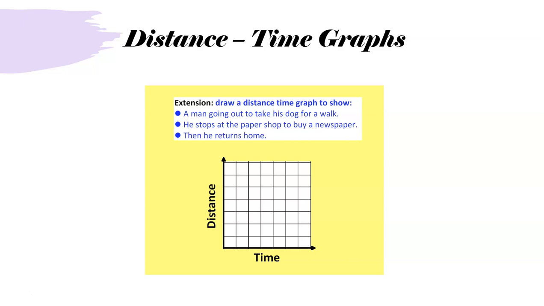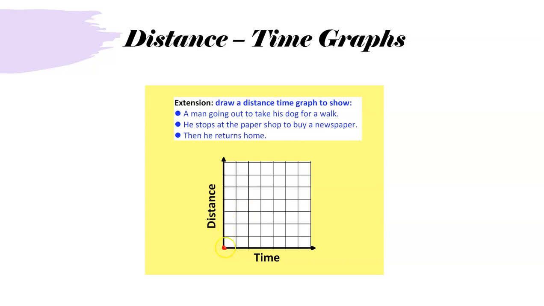If he's taking his dog out for a walk, he has to start at home and no time has passed. So his starting point is here on the graph, which is the origin. No time has passed and he has covered no distance. So the first thing that he does is he starts from home and he walks away from home so that his distance away from home increases. He does this as time progresses. So time progresses this way as his distance increases.